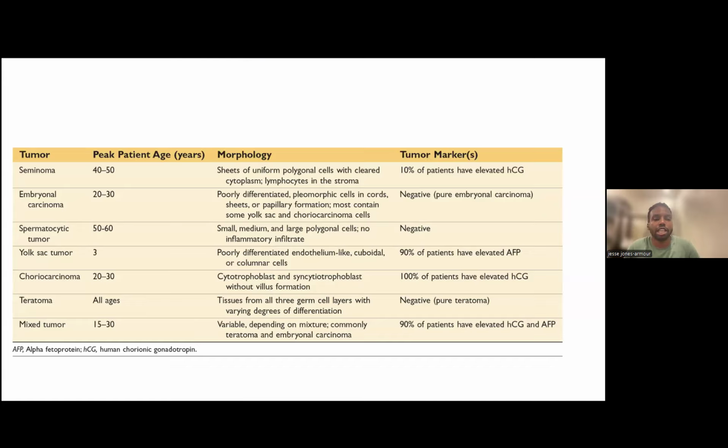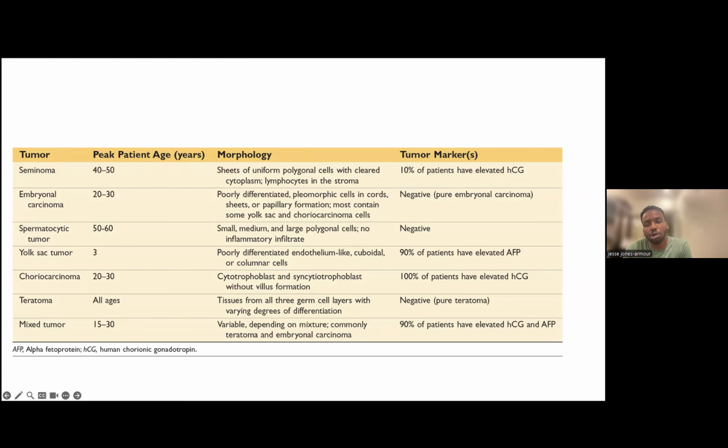So I just have a table here which shows a little bit better the different types of testicular tumors, as well as their peak incidence. And of note, we have the tumor markers involved. So just so that we remember, seminomas, 10% of them have an elevated beta HCG. Embryonal carcinomas generally don't have anything. The spermatocytic tumor, we didn't cover it here, but it's a subset of a seminoma.